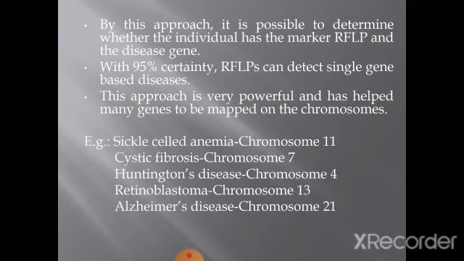For example, sickle cell anemia, they have come to know that it is on chromosome 11. Same way, cystic fibrosis on chromosome 7, Huntington's disease on chromosome 4, retinoblastoma on chromosome 13, Alzheimer's disease on chromosome 21. They are all single gene based diseases, and they have been able to spot out the particular position of these genes through RFLP.